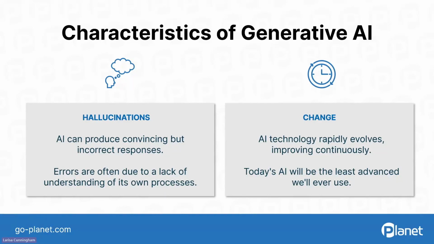The other thing I want to highlight with AI is that it's rapidly changing. There are constantly improvements coming through, especially in the commercial environment. There are different changes or features rolling out all of the time. And GCC is closely mirroring that. So even if you're in a slightly different web environment there, you're going to see a lot of those changes come through pretty quickly. And today's AI is going to be the least advanced we'll ever use.